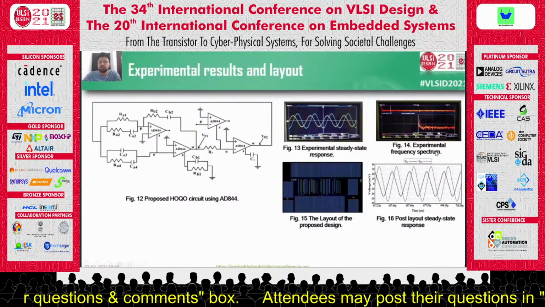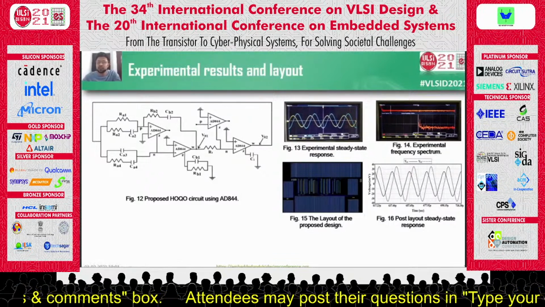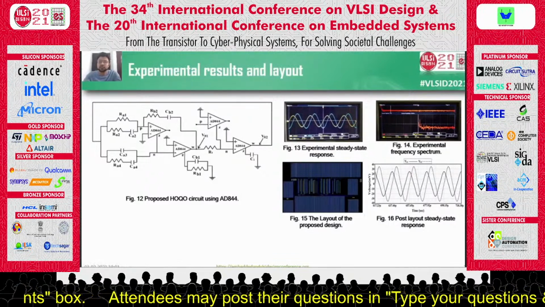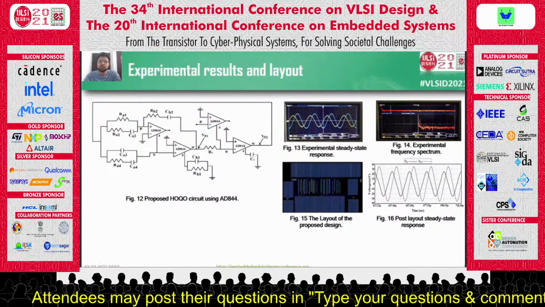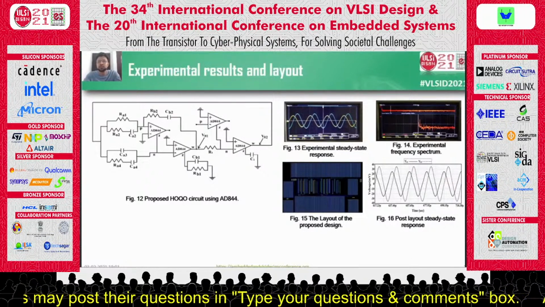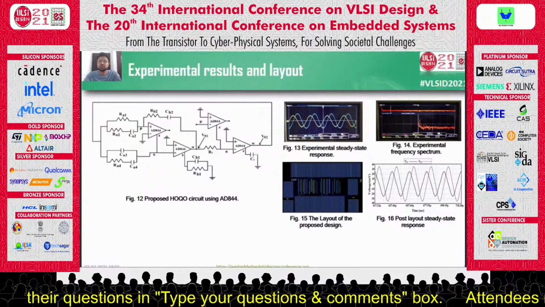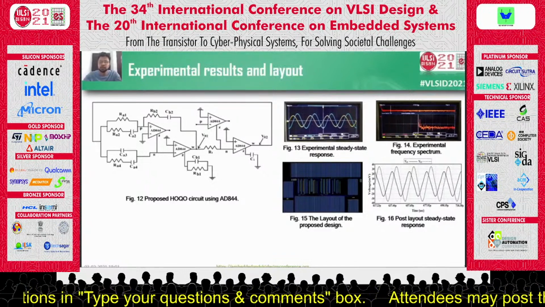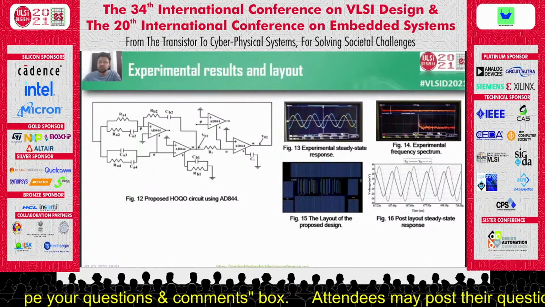spectrum, which shows the frequency of oscillation is around 70 kilohertz. There is a variation of 3% with respect to the theoretical frequency response due to the 10% tolerances of the passive components. Figure 15 shows the layout of the proposed design.